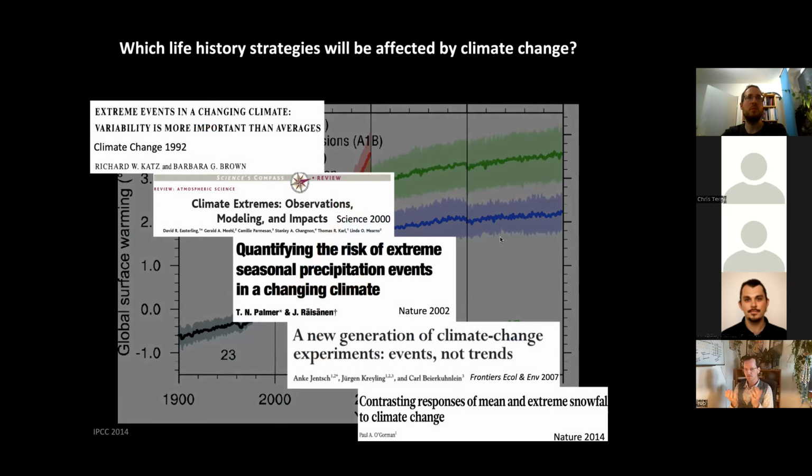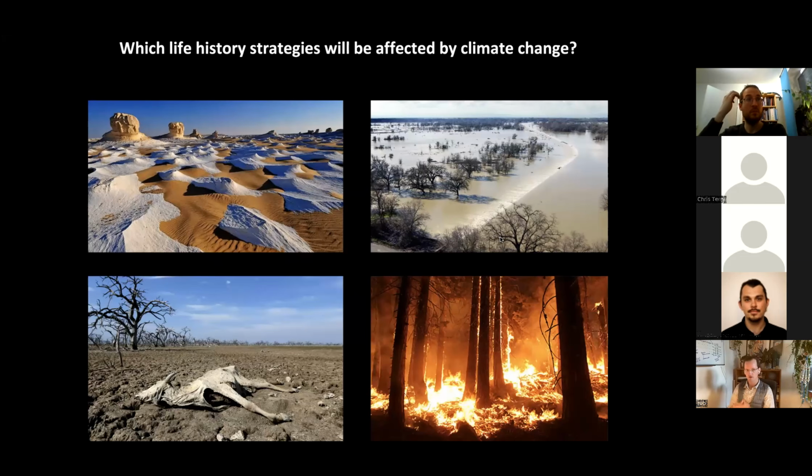So which life history strategies will be affected the most by climate change? This is perhaps the most important question that population ecologists still have to address. What we know is that more extremes are already being recorded and more extremes are likely to continue.